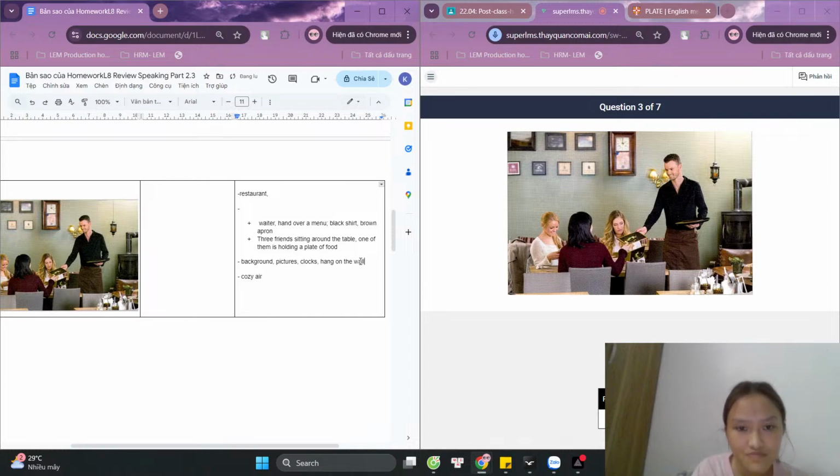This is a picture of a restaurant. On the right side, a waiter is handing over a menu. On the left side, three friends are sitting around a table. One of them is holding a plate of food. In the background, pictures and clocks hang on the walls. It looks like a cozy area.